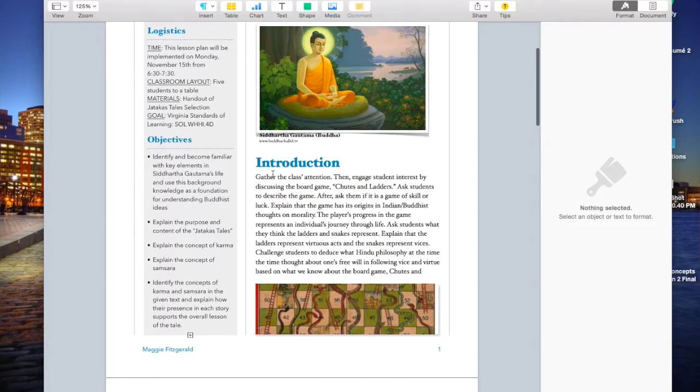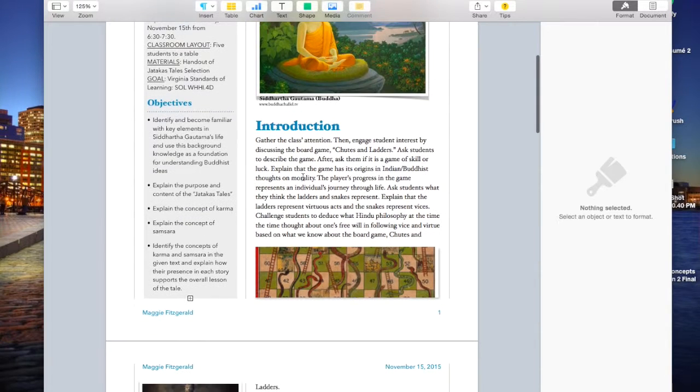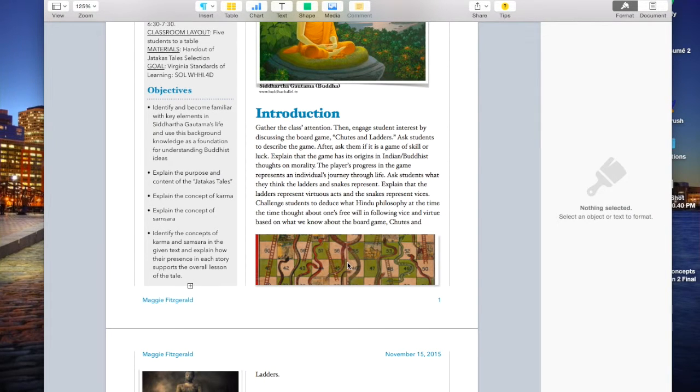All right, so now we dive into the active portion of my instruction. For every class, I want to start off with an intro. Now, similar to the introduction of a paper, my intro will focus on catching the attention of my audience and getting them excited about what we're going to learn. So, as we can see here, I want to start off by getting my class's attention and then talking about the board game Chutes and Ladders and tying that back into what we're going to be learning about today, which is Buddhism. So, hopefully, that'll get them excited and connected to something that they already know and understand.